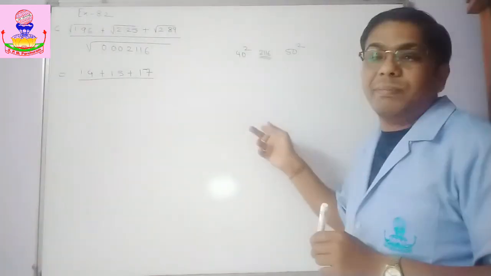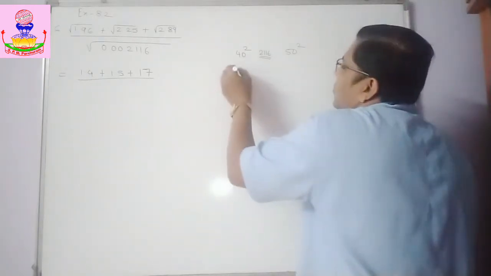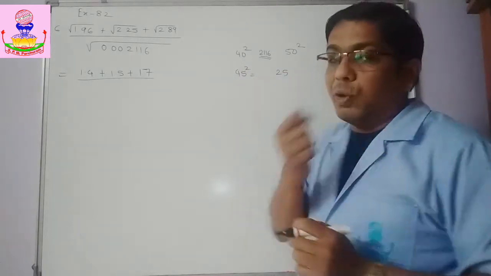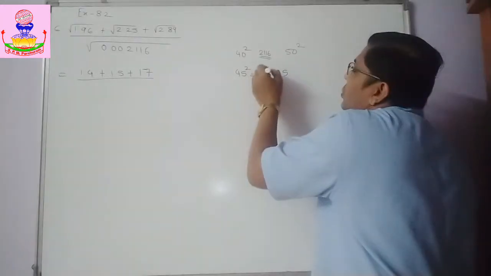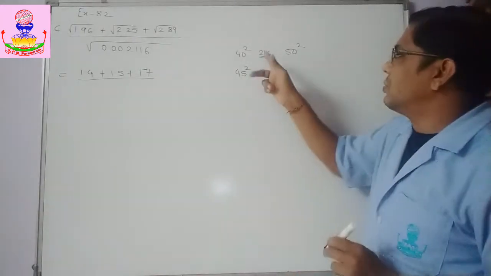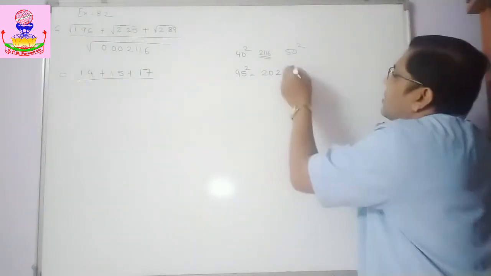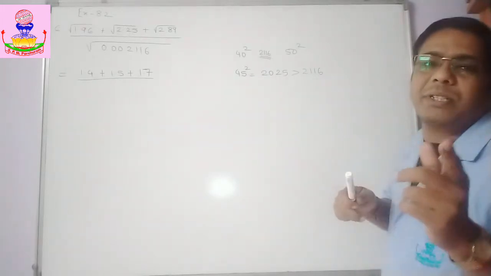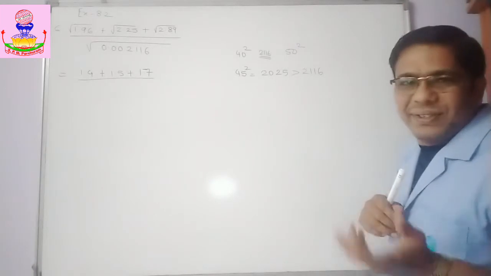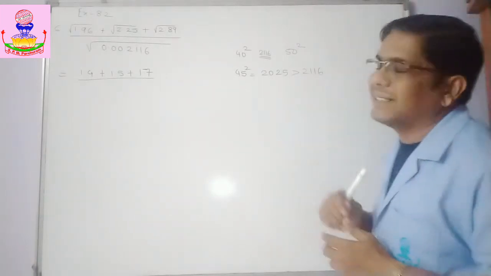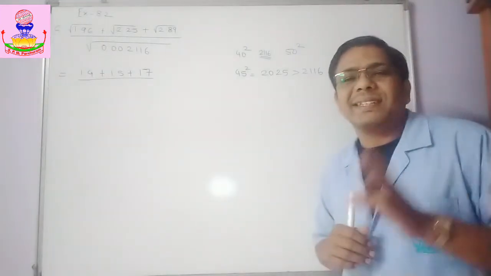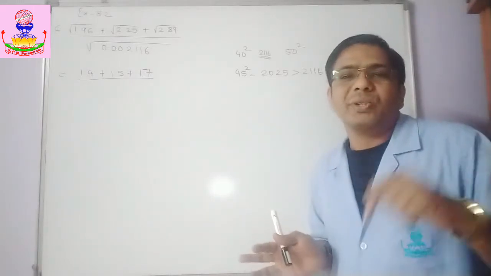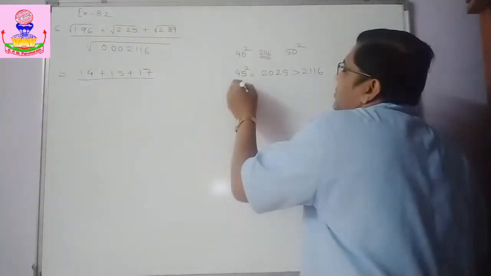So let us find the central middle number, 45 squared. 5 squared is 25, and 5 fours are 20, so 2025. 2116 is bigger than 2025, so definitely the square root is from 46 to 50. Now in the units place 6 is there. 6 sixes are 36 or 4 fours are 16. There is no question of 4, so left is 6. So 46 squared.